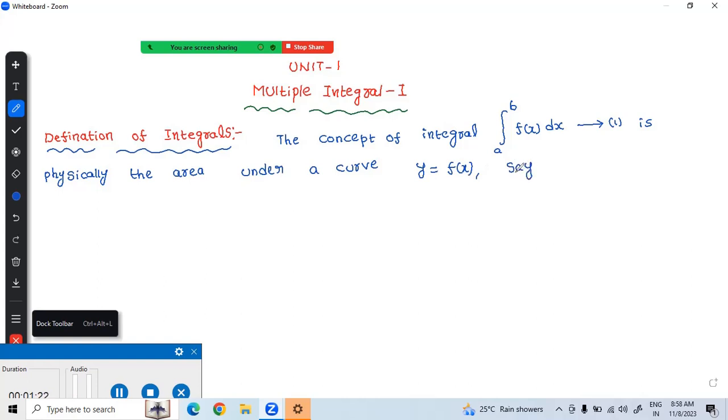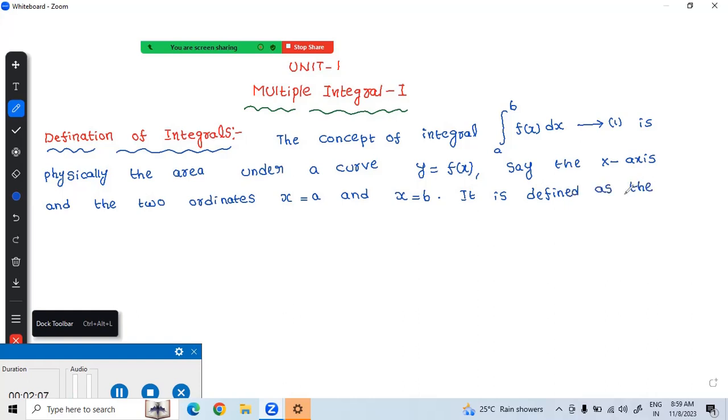Say the x-axis, and the two ordinates x equal to a and x is equal to b. It is defined as the limit of the sum.